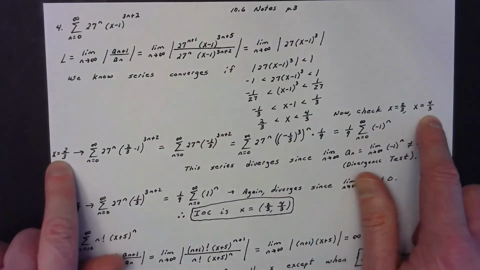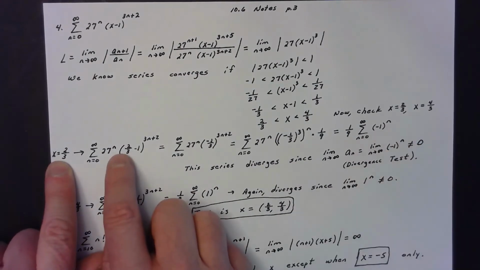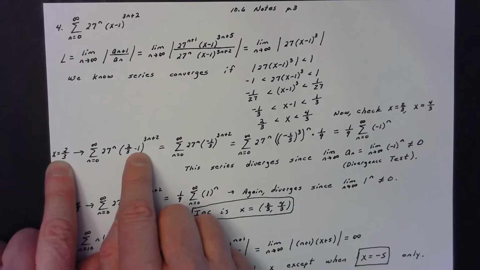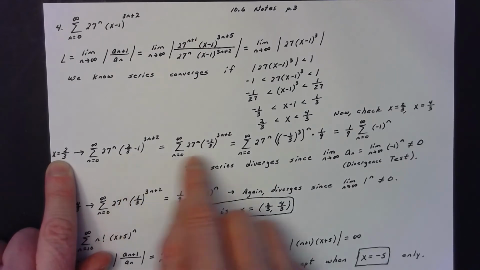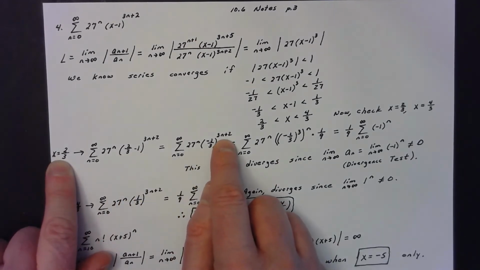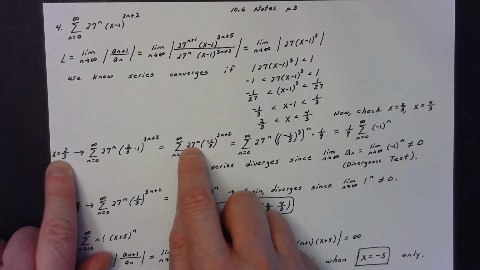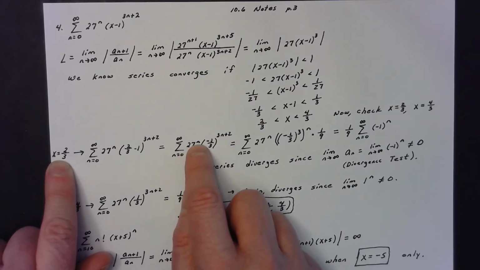I check the endpoint 2/3. When you plug 2/3 in for x, it's going to be 2/3 minus 1. That's going to give you negative 1/3 to the 3n plus 2 power. Now, I wanted to get this to be to the n power so I could combine it with my other term of 27 to the n. So here's what I did.